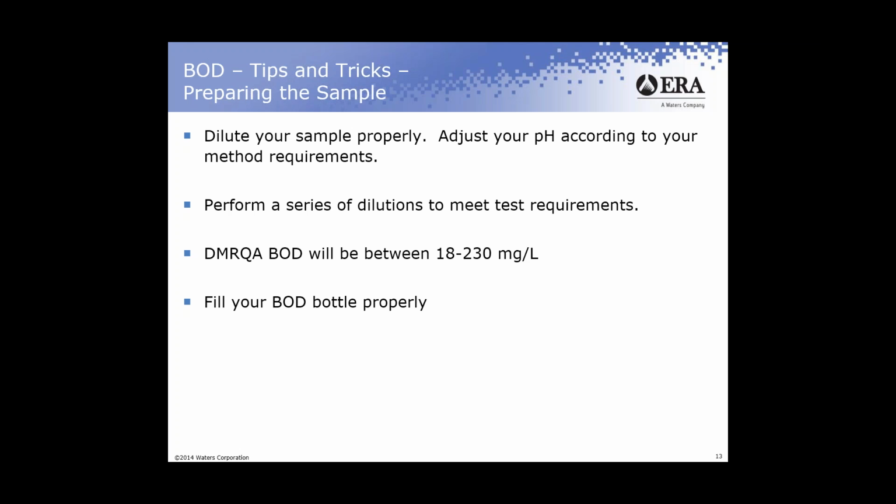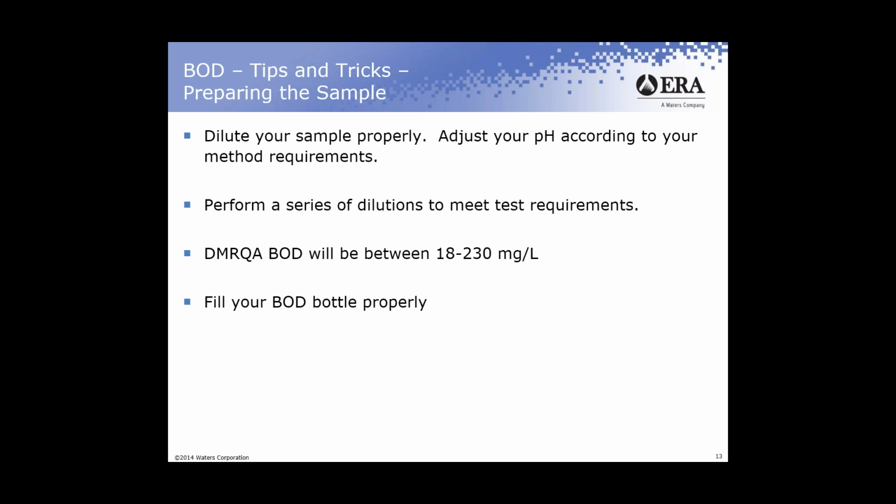If you happen to be purchasing your PT sample from ERA and you don't have the ability to make it, or you don't have any in your laboratory, we will happily provide some of that 0.2 normal sodium hydroxide for you free of charge. So when you order your sample, just ask for the pH adjusting solution for your BOD and we'll send some to you.